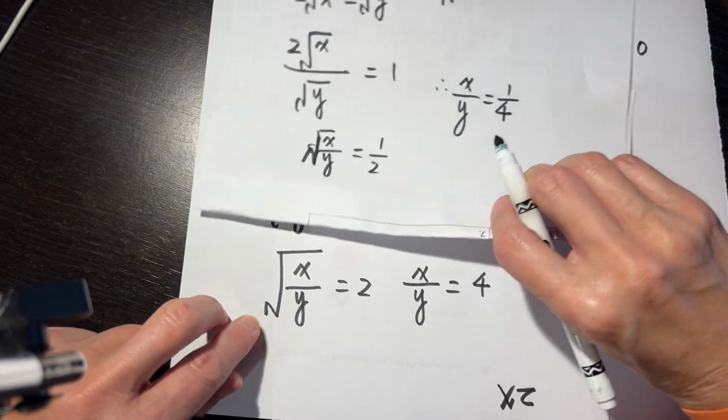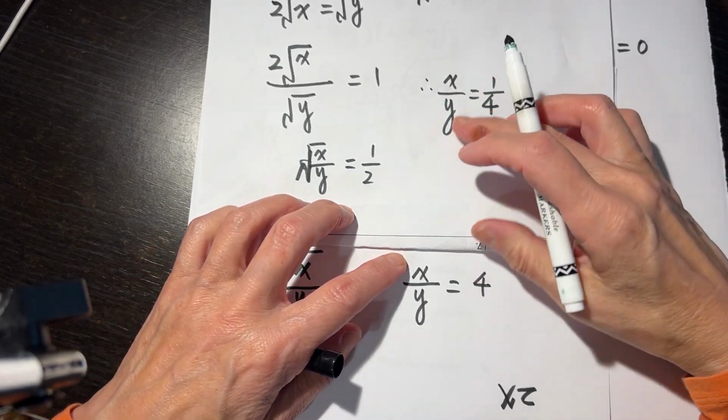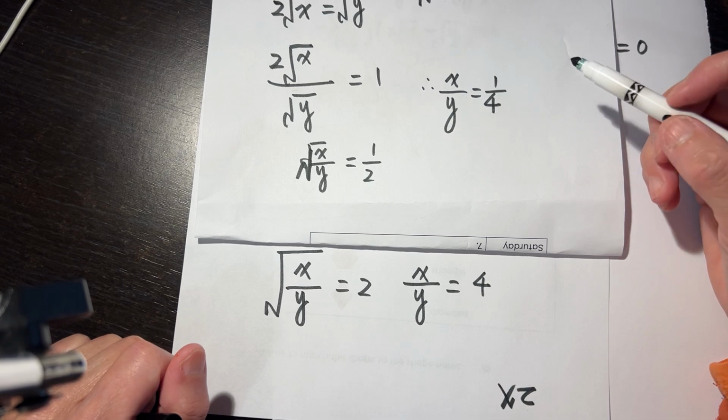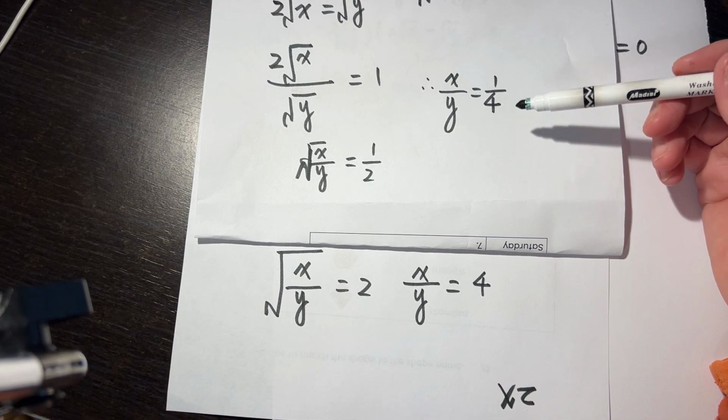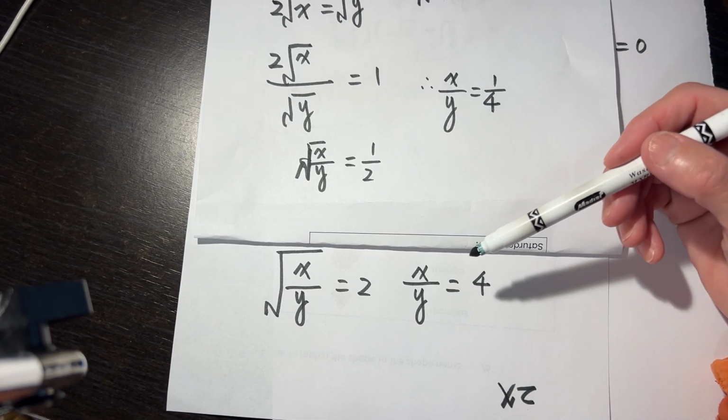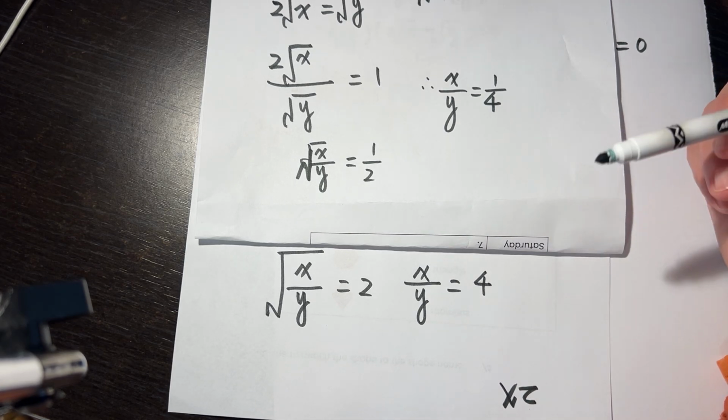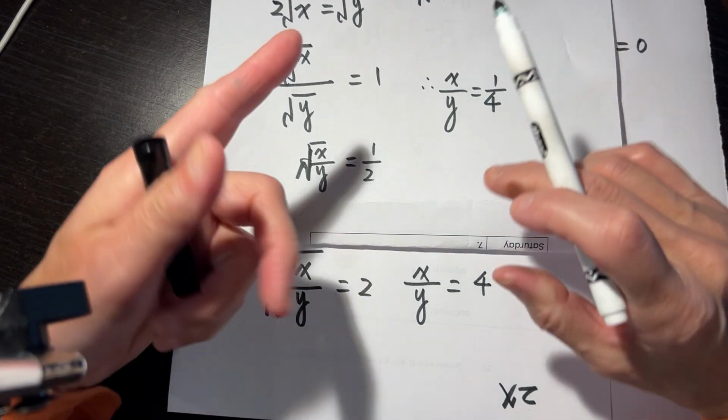So they are actually symmetrical. These two numbers are symmetrical. x over y equals 1 over 4 or x over y equals 4. They are symmetrical.